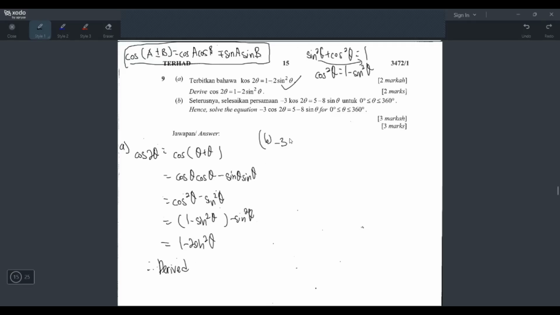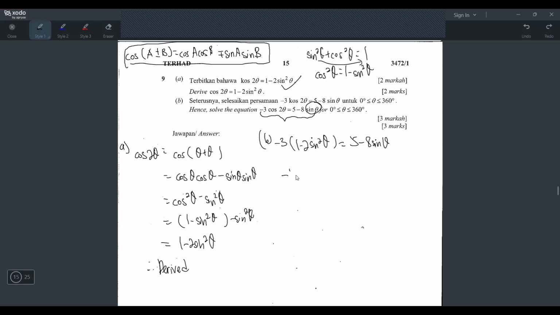Let's go to B. Solve this equation: negative 3 cos 2 theta equals 5 minus 8 sine theta. The reason why I open a bracket for the cos 2 theta is because if I want to solve this, I want to make sure my equation only has sine or only has cos. But the sine theta cannot change to anything because it has no square and no 2 theta. But cos 2 theta we can change. You should change cos 2 theta to 1 minus 2 sine square, because then you will end up with an equation that only has sine. So now you can expand everything and then find sine.